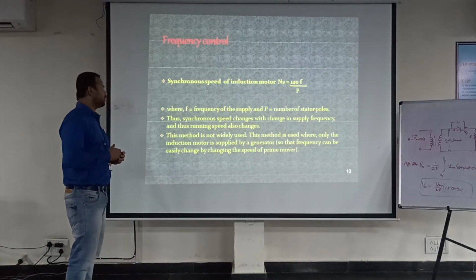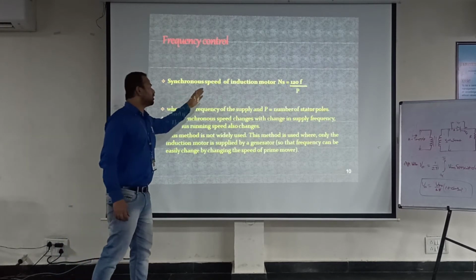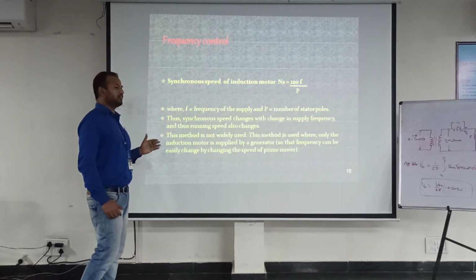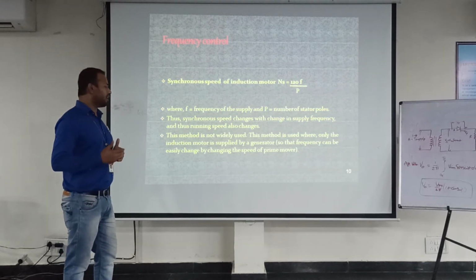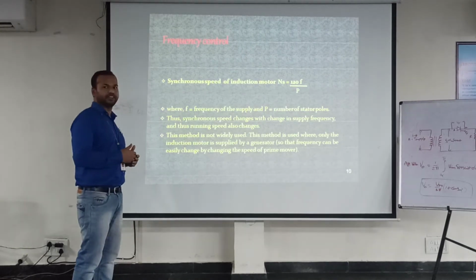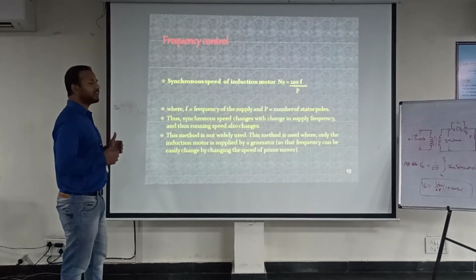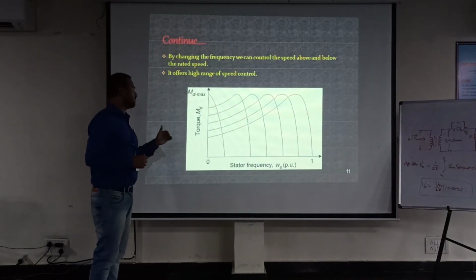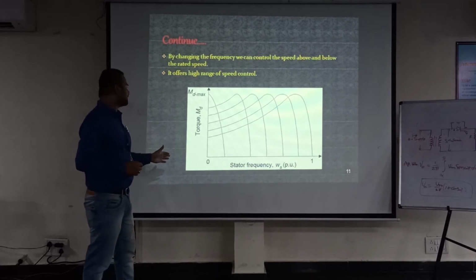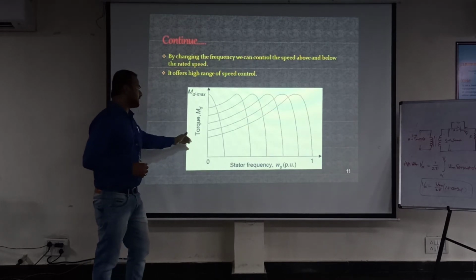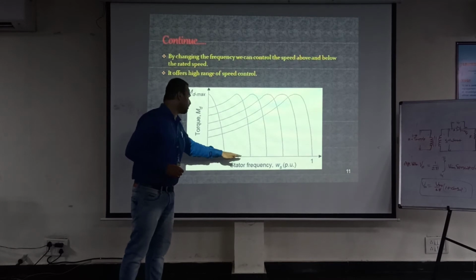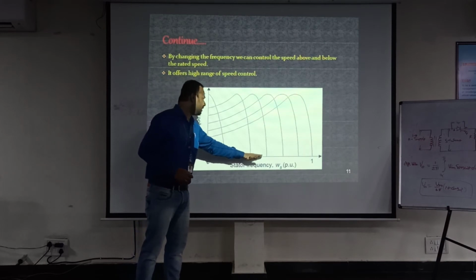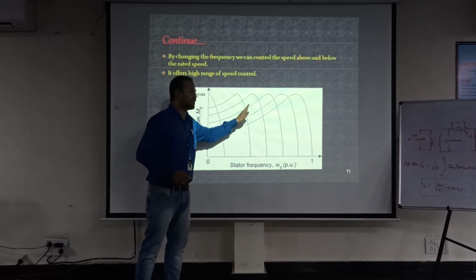Next, frequency control. Frequency is proportional to the speed, and as you know the EMF equation, E = 4.44 f phi, so frequency is also proportional to the voltage. By controlling the frequency you can control the speed of the induction motor. Here you see the frequency control graph: this is the torque axis, and this is the stator frequency. Different curves are given for frequencies like 0.5 and 1.5, and we get different torque curves.